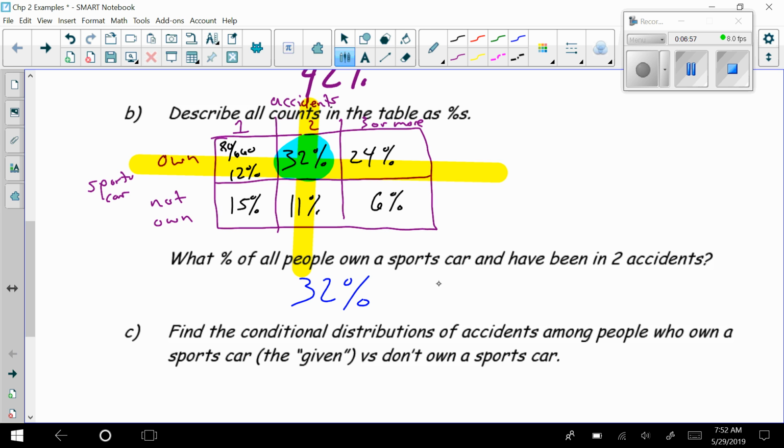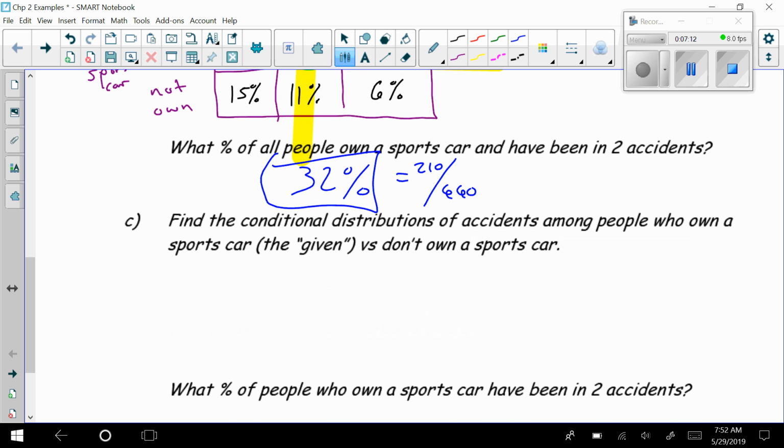Of course, I could write that as the count, which from the table was 210 out of the 660. Okay, but it does say percent, so I need to write that.